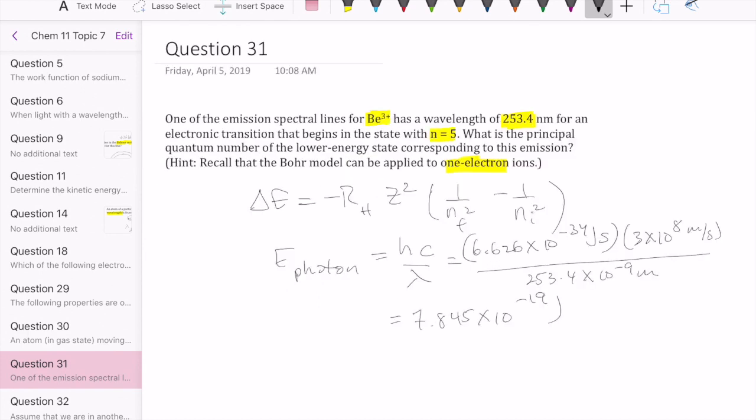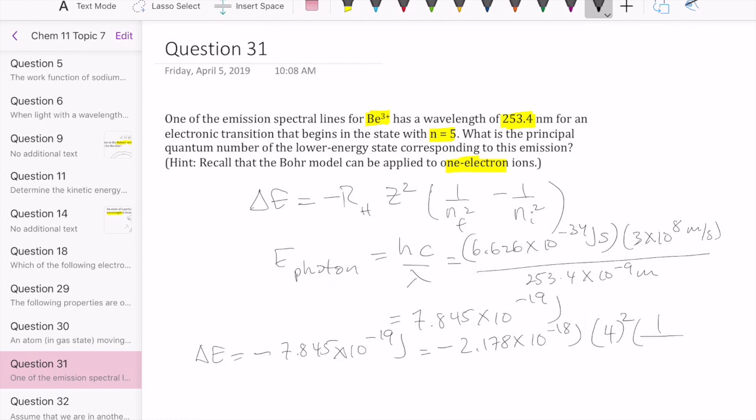Okay. Once we have that, we can say that the delta E is the negative of that number, and it's negative because it's emitting energy as the electron falls, and that's why the negative sign has to be present to indicate emission. And this is equal to negative RH, RH is this value, times Z squared. So Z for beryllium is 4, right? The atomic number is 4, so it's 4 squared, and then times 1 over n final squared, and we don't really know what that is. That's what we're trying to find out. Then 1 over n initial, the initial value of the orbit is 5, so it's 1 over 5 squared.